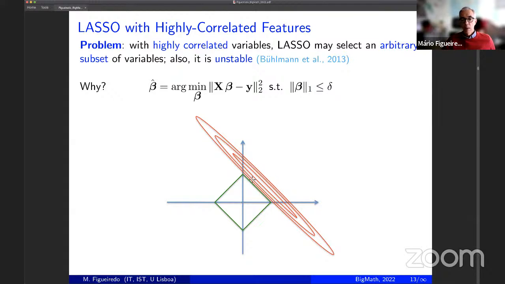Sometimes you end up here, other times you end up there, other times somewhere in the middle. In the extreme case where two columns are perfectly correlated, the objective function is flat along this line, and depending on the optimization algorithm that you use, you may end up in a different position. Any convex combination of these two points would be an equivalently good solution from the perspective of the optimization criteria. And so, of course, this is an undesirable situation.